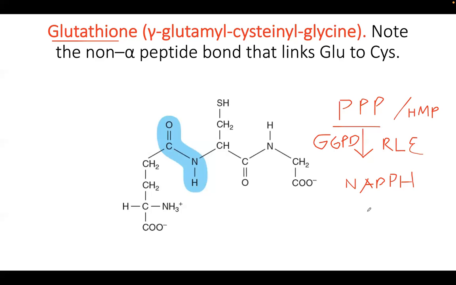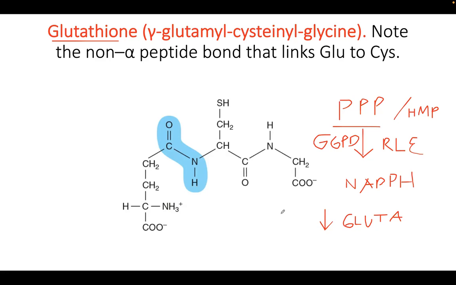Deficiency in NADPH would lead to deficiency in glutathione. Decreased intracellular glutathione would shorten the lifespan of the red blood cell and would predispose to hemolytic anemia. So what will happen when there is a deficiency of glucose 6-phosphate dehydrogenase? The clinical manifestation is hemolytic anemia. Please remember that.